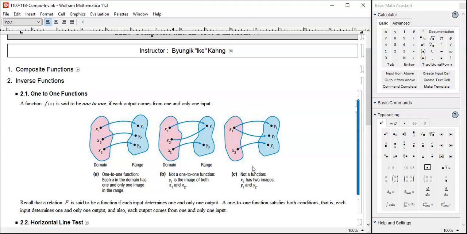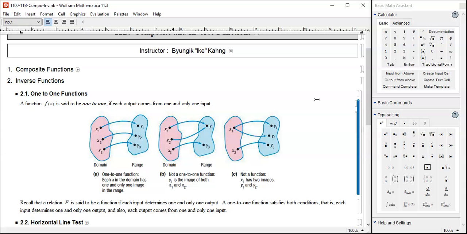The third one is not a function. x1 is assigned to y1 and also y2, so this input x1 is being assigned to more than one output, so it's not a function. B is a function, but it's not one-to-one. A, it's a one-to-one function. It's a function. Each input is going to one and only one output, and also each output is coming from one and only one input.